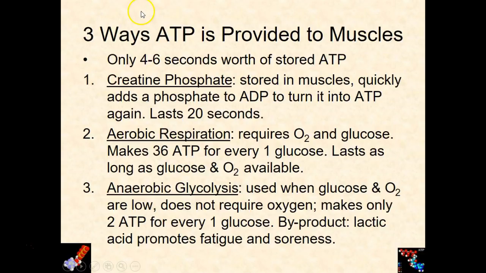So here are the 3 ways that ATP is provided by the muscles themselves to themselves. You only have 4 to 6 seconds worth of stored ATP in your muscles. You know, that's going to vary from person to person.